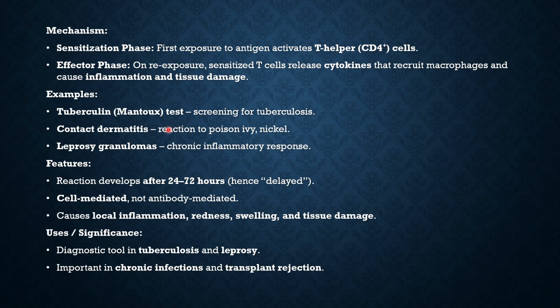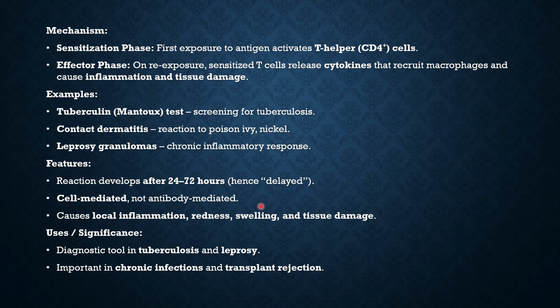So now this test is showing type 4 hypersensitivity, right? And the second example is contact dermatitis, which is the reaction to poison ivy or nickel. And then next is leprosy granulomas. These are the microscopic clusters of immune cells, primarily macrophages and lymphocytes, that form in response to Mycobacterium leprae infection, which is a key feature of the disease. So all these are examples of type 4 hypersensitivity.